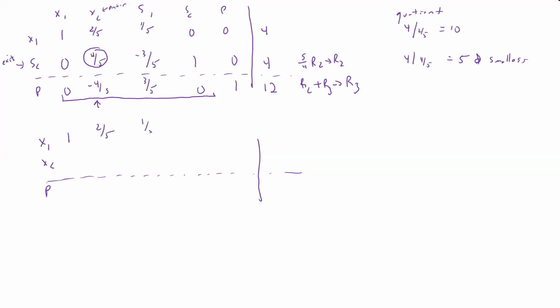2/5, 1/5, 0, 0, 4. We're going to make that a 0. Multiply by 5/4, we get 1. Multiply by 5/4, we get what? A negative 3/4. And that's going to be a 5/4. And that's going to be a 0. And then that's going to be just a 5.